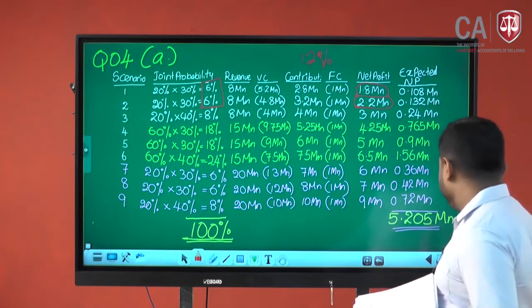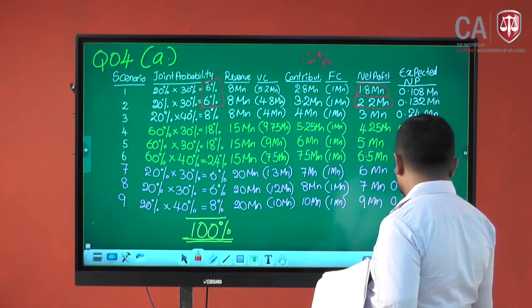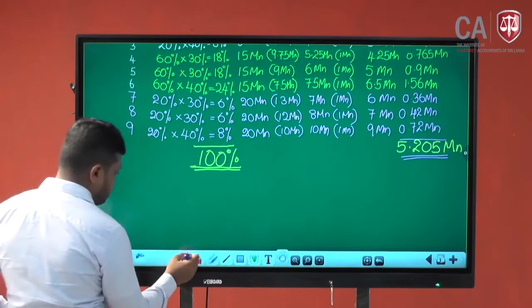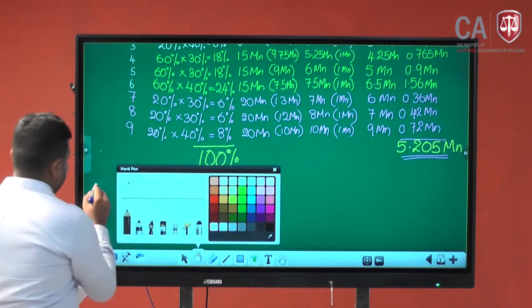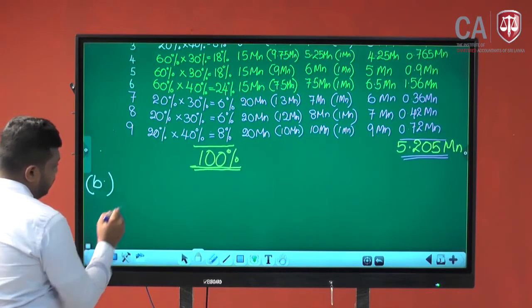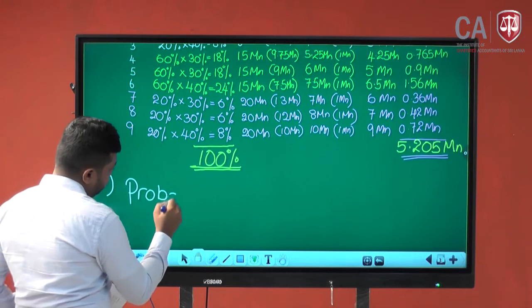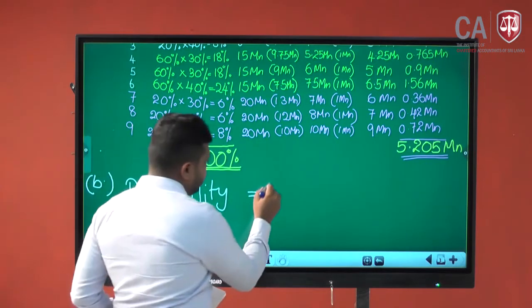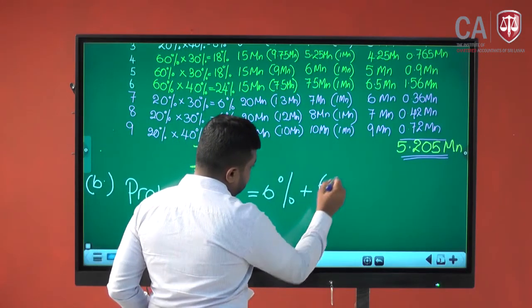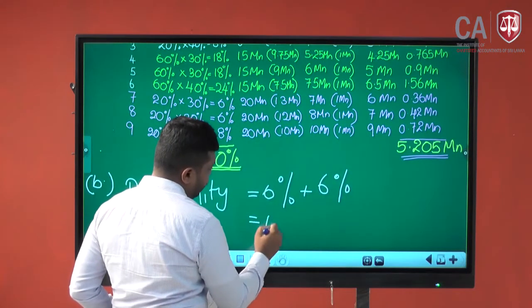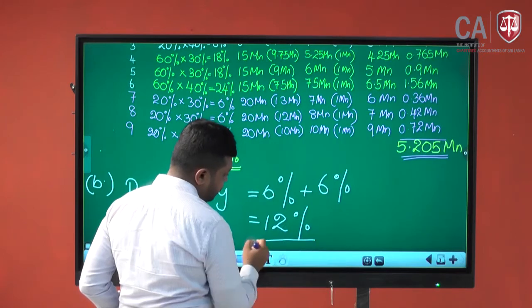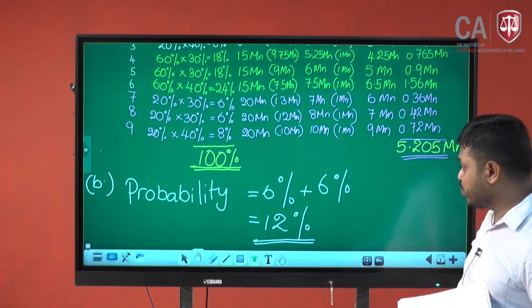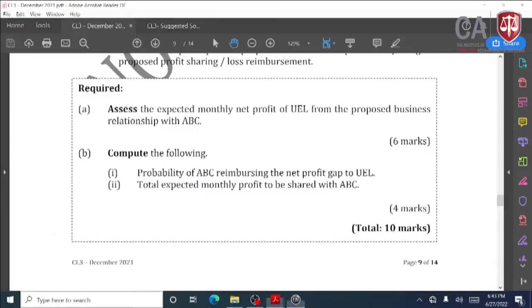That is the answer for part B. Okay, I will put an answer. Part B, the probability that you are not getting 3 million is 6% plus 6%, there are 2 instances, so the probability is 12%. Right. That is the answer for part B. We'll look at part C.